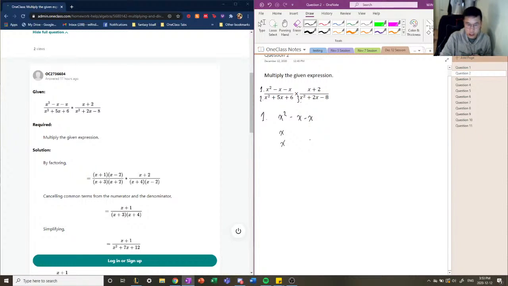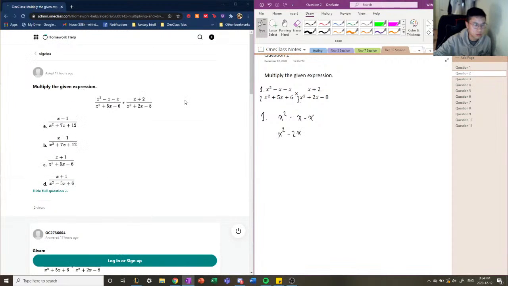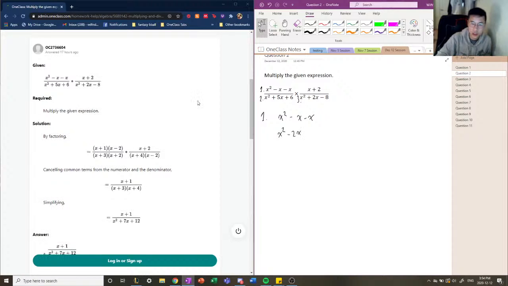Wait, this is actually just x squared minus 2x. What am I doing? This is just x squared minus 2x. Give me a second. Okay, that's fine. So this is just x squared minus 2x, and that equals x times x minus 2. Okay, so we factored it.